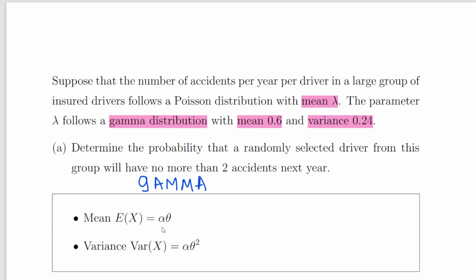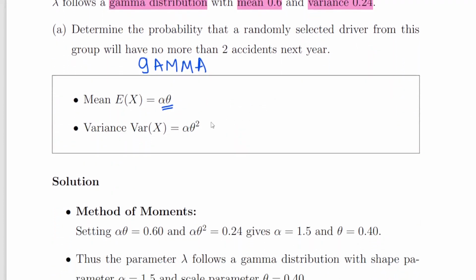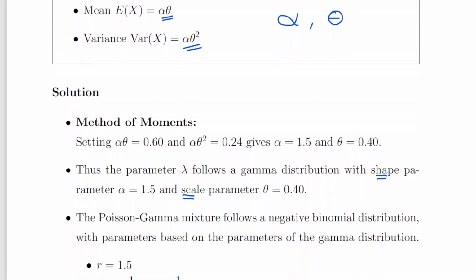So the mean here is calculated using alpha times theta, and the variance is alpha times theta squared. I picked this approach because of simplicity, but there are other approaches. I'm parameterizing the gamma distribution in terms of alpha and theta, the shape parameter and the scale parameter, as you might see at the bottom of the screen. There are other ways of specifying the gamma distribution, for example using alpha and beta, where beta is the rate parameter.